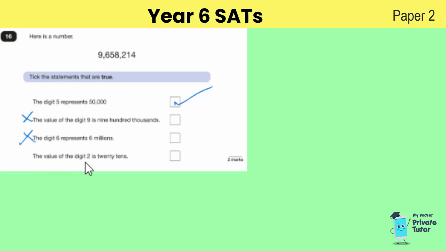And the value of the digit 2 is 20 tens. So 2 is 20 tens. It's 200. The 2 is worth 200. We just need to make sure that we see that it says 20 tens. 20 tens is the same as 200. And if we were to think about this as the tens, we've actually got 21 tens here, but the digit 2 is worth 20 tens.